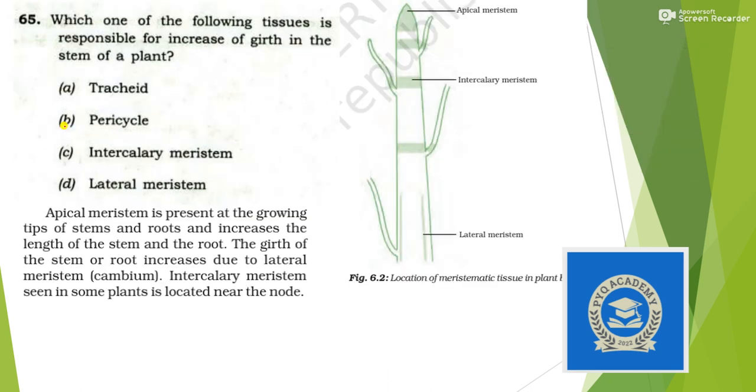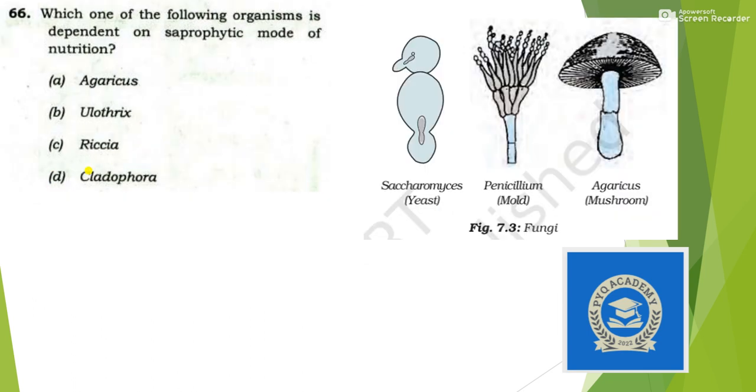Next question. Which one of the following tissues is responsible for increase of girth in stem of plant? Here you can see the girth of stem or root increases due to lateral meristem. This is lateral meristem which increases the girth of stem. So the answer is option D, lateral meristem. Let's move to the next question.